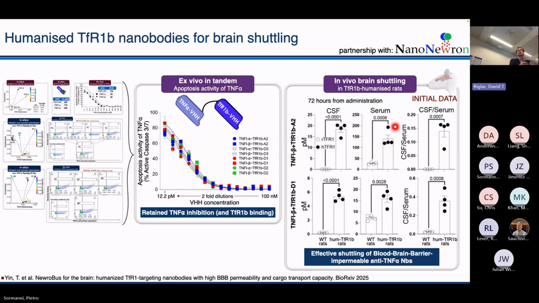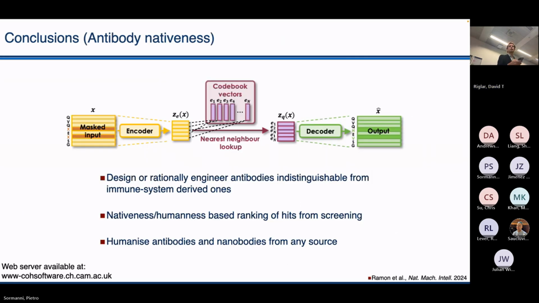This is the concentration in the serum. All of this is after 72 hours, so you presumably have lost quite a lot by then. And this is the ratio. So without getting into the detail, the bottom line is that these humanized nanobodies were very effective at shuttling into the brain active biologics. So the conclusion here is really that we can design or engineer antibodies and nanobodies that are similar or indistinguishable to immune system derived ones, and we can use this approach for screening and for humanization.